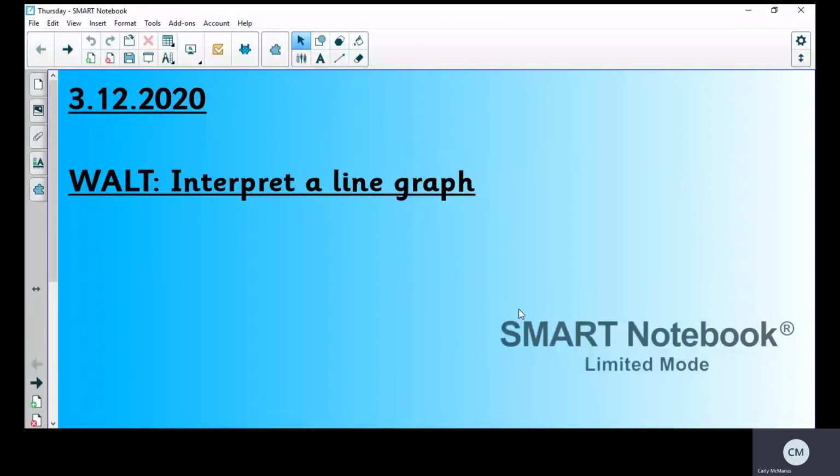We're going to carry on with line graphs today, so I'm just going to share my screen with you and explain your activity for today. So, we're interpreting a line graph again today.